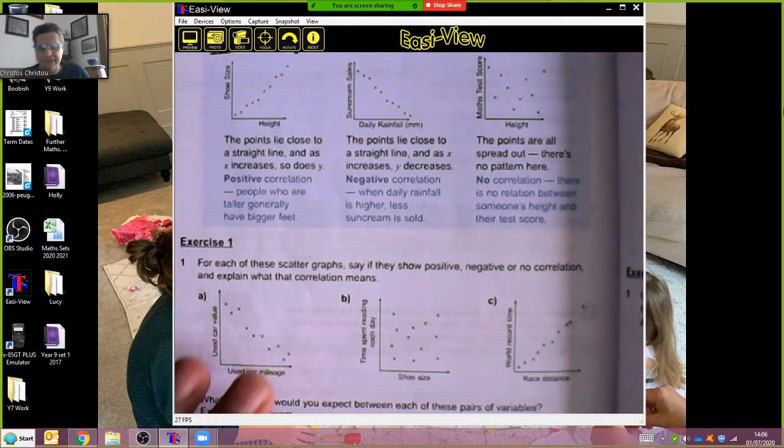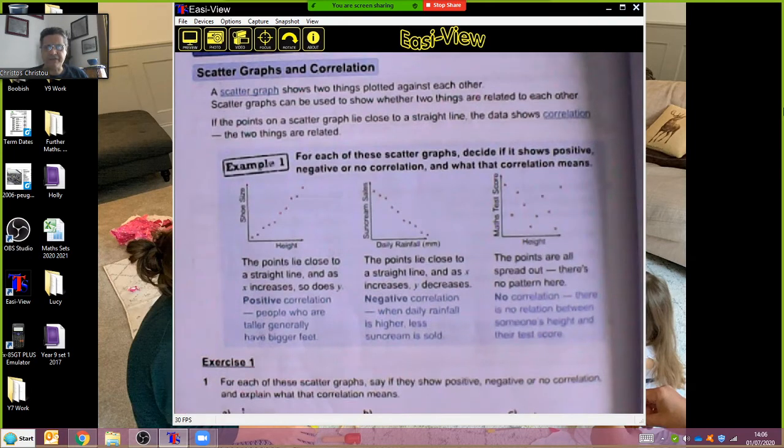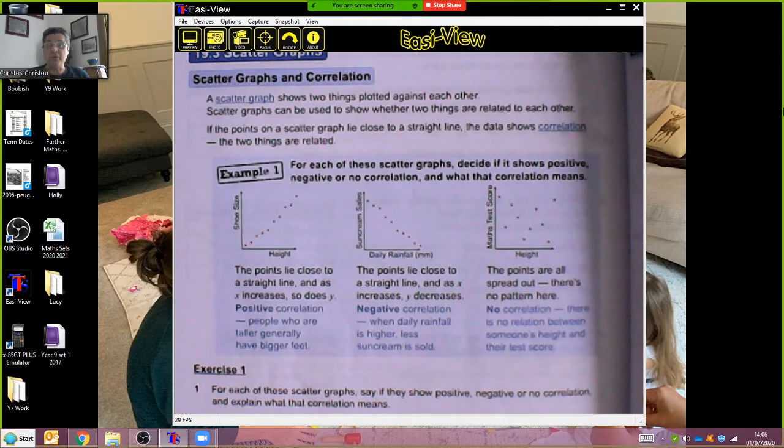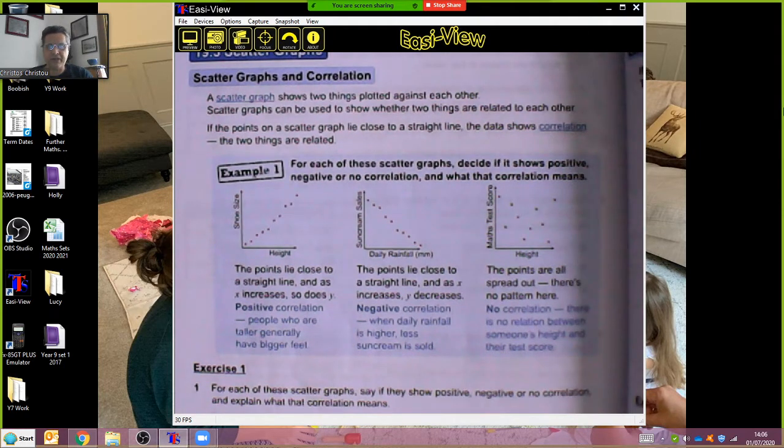So we're revisiting scatter diagrams. I don't like their definition, it's too sloppy. A scatter graph shows two things plotted against each other. I don't like the word things, this is mathematics. They're called two variables, two things that can change, and you're observing how one change impacts the other.